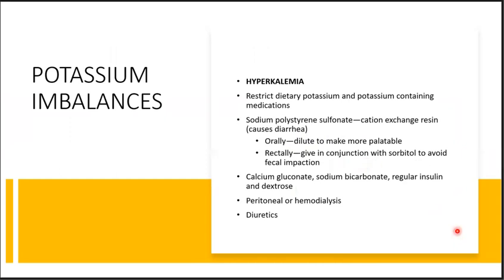Also, in emergency situations, calcium gluconate given IV, or even your sodium bicarbonate, or our regular insulin and dextrose. This would all help to shift potassium out of the blood and into the cells. So you want to give this in an emergency situation. We might need to carry out peritoneal dialysis or hemodialysis, and we might need to start the client on diuretics.